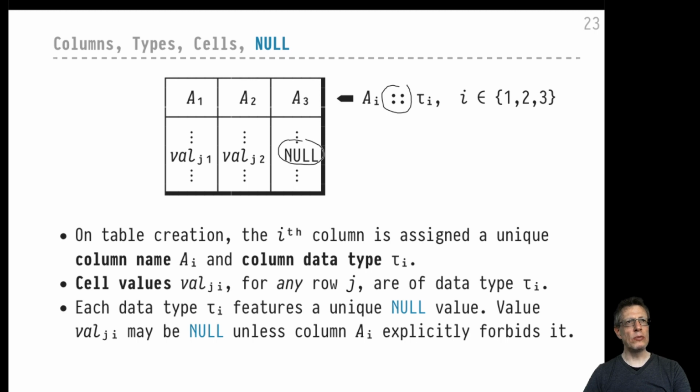Okay, if we are sure that a particular column will never carry null values, we can say so when we create the table. When we create the table, we assign types to these columns, and we also say, hey, this column will never carry null values. All cells will be filled with specific values. All right.